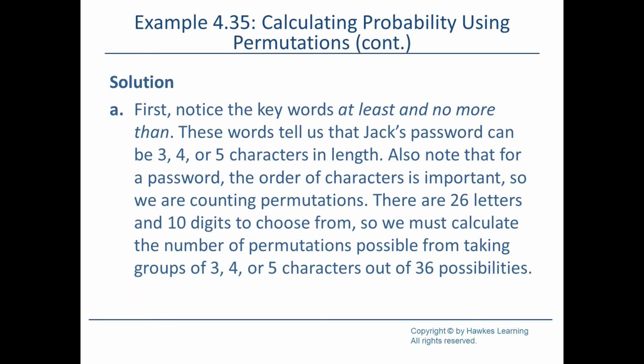So here's the solution for A. It's got to be at least and no more. Those are some key words there. At least 3, no more than 5. So it's got to be 3, 4, or 5. So we got to count the number of ways that you can get 3, the number of ways you can get 4, and the number of ways you can get 5. The order of characters is important, so this will be permutations. There's 36 characters to choose from, 26 letters, 10 digits.